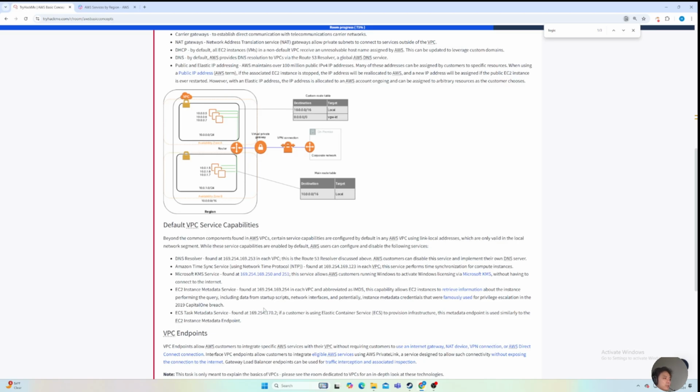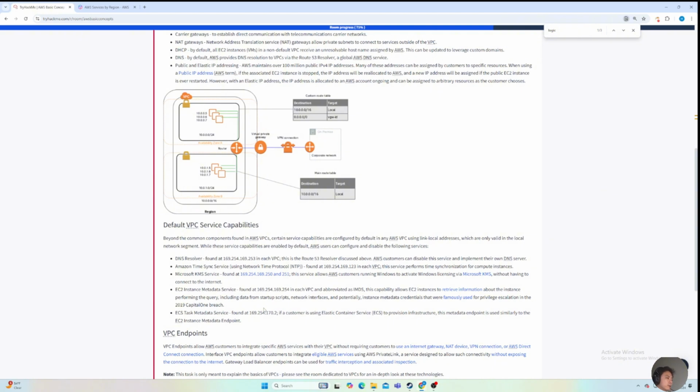Amazon Time Sync service using Network Time Protocol (NTP) found at 169.254.169.123 in each VPC. This service performs time synchronization for compute instances. Microsoft KMS service found at 169.254.169.250 and 251. This service allows AWS customers running Windows to activate Windows licenses via Microsoft KMS without having to connect to the internet.